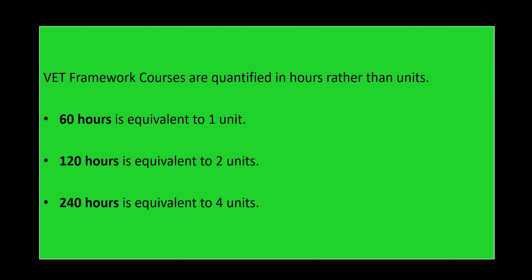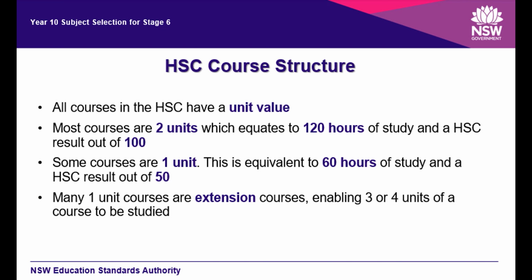All right, so here is the NESA summary of the HSC course structure. As you can see there, every unit is worth a certain amount of hours. Every unit is also worth 50 marks in the HSC. So most courses are 2 unit courses, so most of those courses will be marked out of an HSC mark of 100.